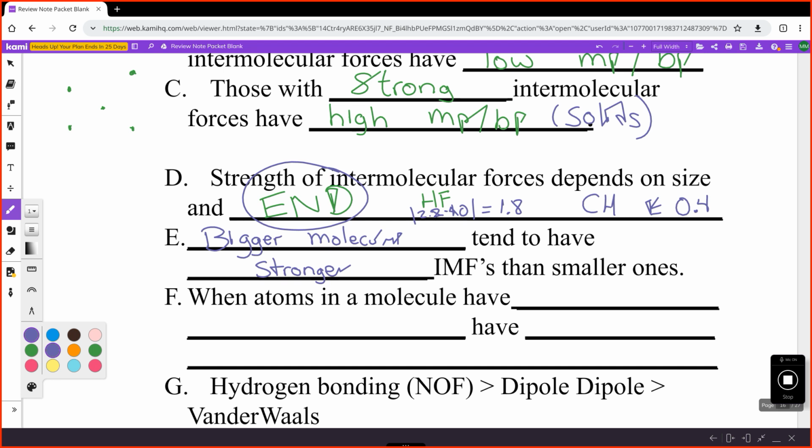Atoms in a molecule that have larger electronegativity differences, larger ENDs, are going to have stronger IMFs, right? So I kind of already talked about both of those things. Bigger differences in electronegativity, stronger IMFs.